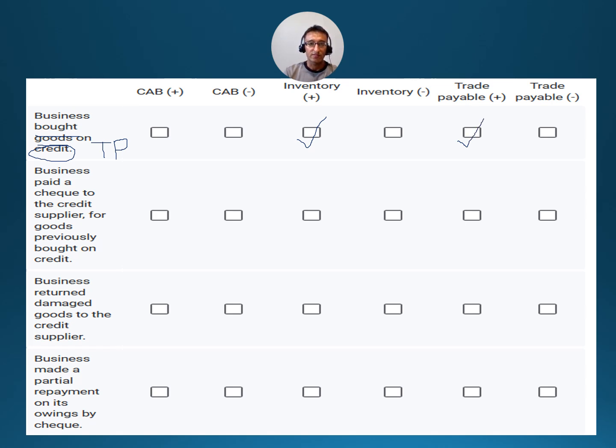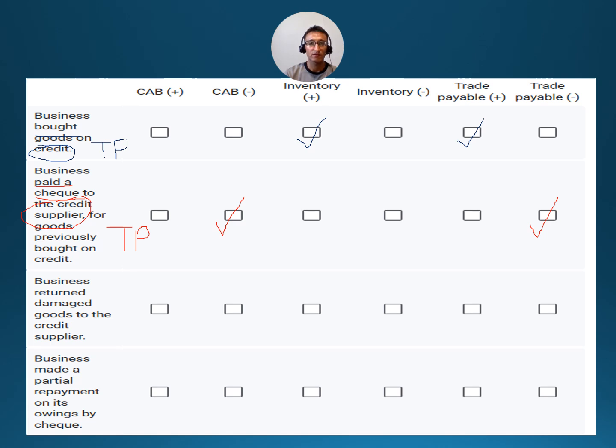Okay, next transaction. Business paid a check. So when they pay a check, the cash at bank account or the money in the bank account will decrease because the business is paying in this case. And they are paying to the credit supplier, right? They are paying to the credit supplier who is a trade payable. So when the business pays the supplier, the business will owe the supplier less. All right, so trade payable decreases.